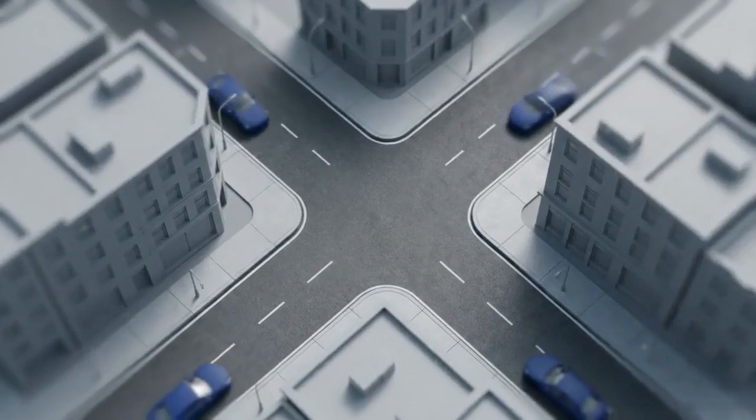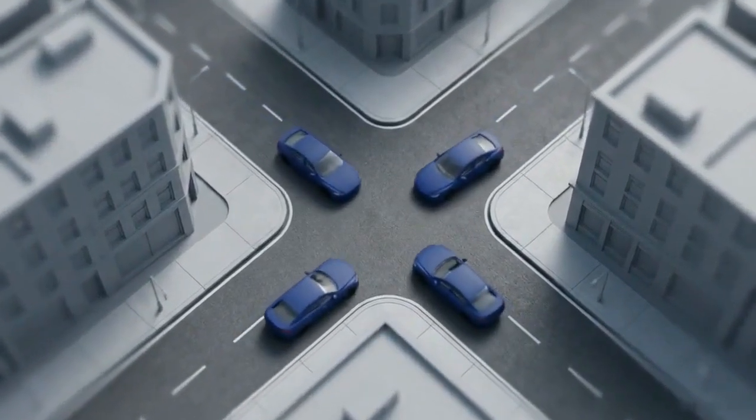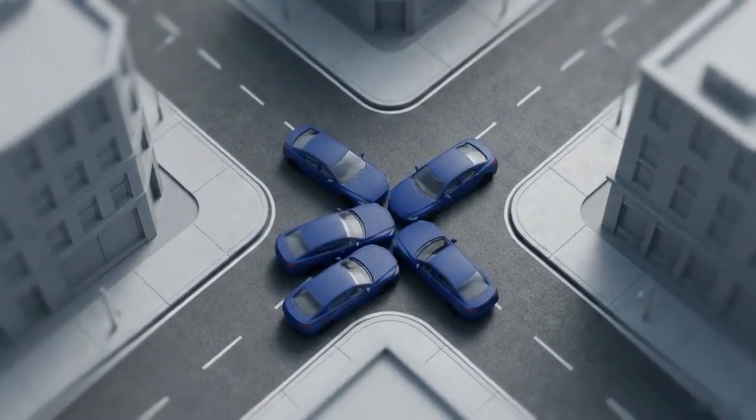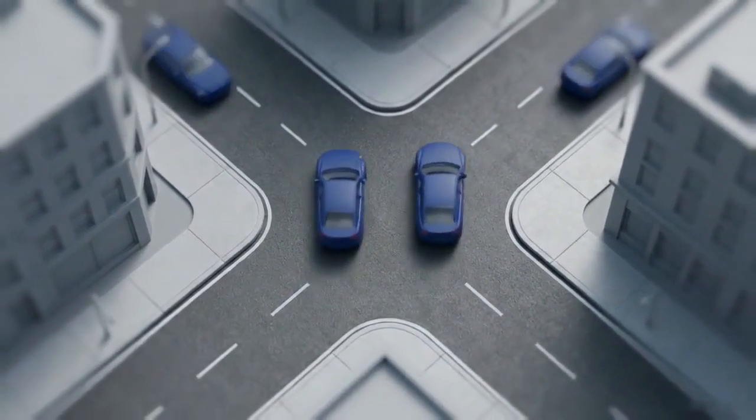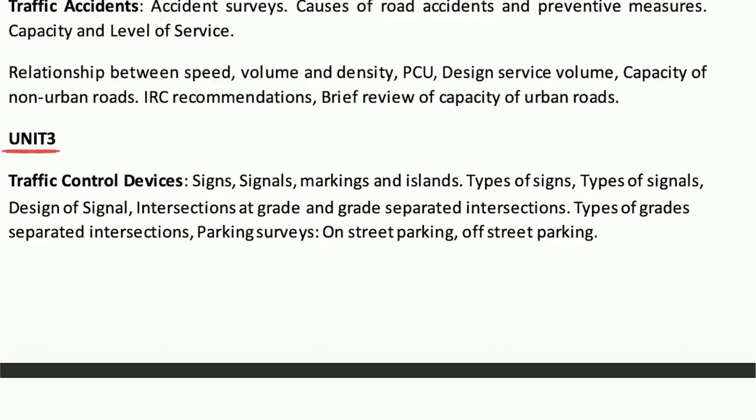Take two continuous streams of high-speed vehicles and force them to cross the exact same physical space. Without intervention, this guarantees a collision. This brings us to the core objective of Highway Engineering Unit 3, managing the safe and efficient movement of vehicles precisely at the locations where traffic streams merge, cross, or terminate.